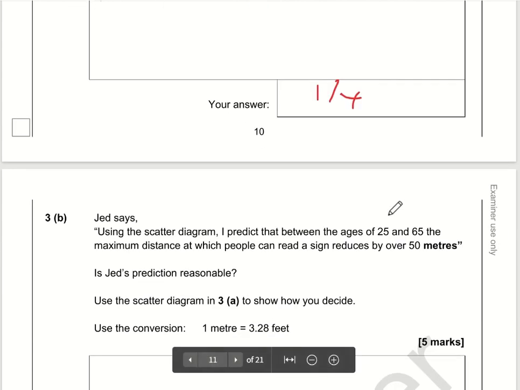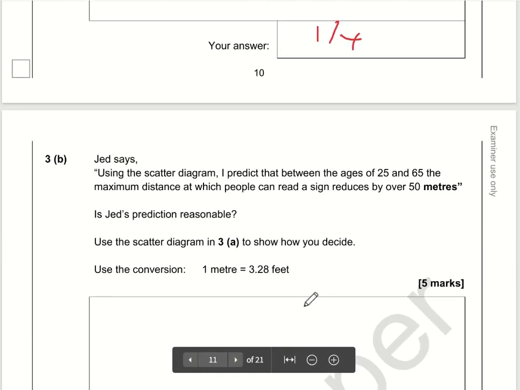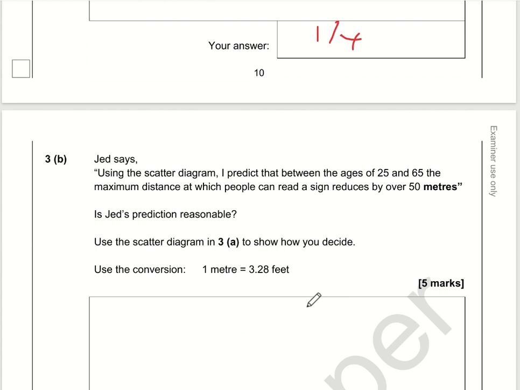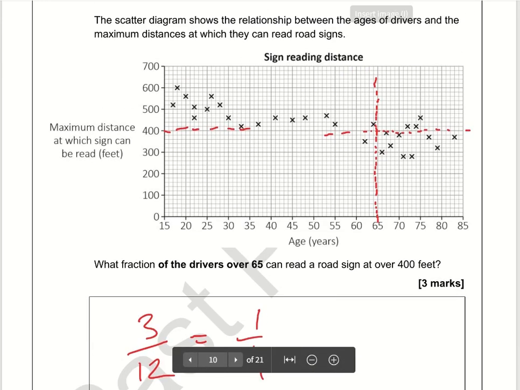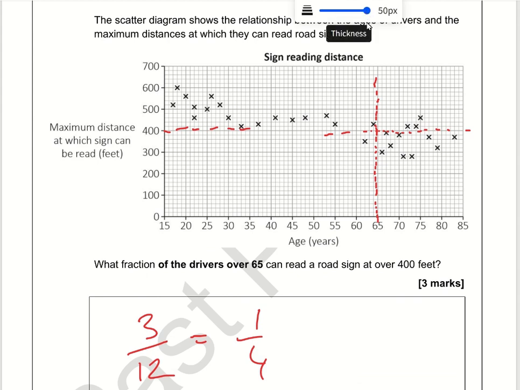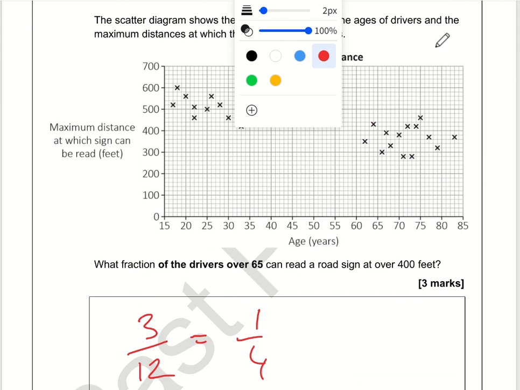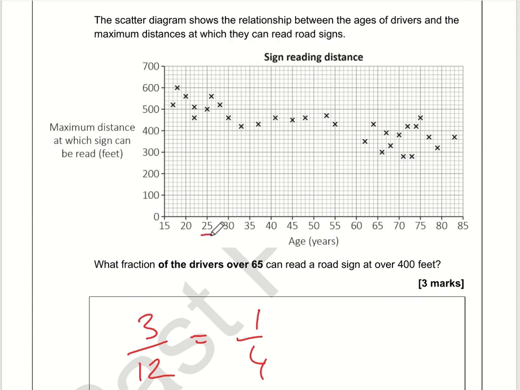Okay, so part B. Using the scattergram, I predict that between the ages of 25 and 65, the maximum distance at which people can read a sign reduces by over 50 metres. So 25 and 65. Well, first of all, let's just get rid of all the workings from the previous question. Okay, so it's 25 and 65. So I can see that for a 25-year-old, that is 500 feet.